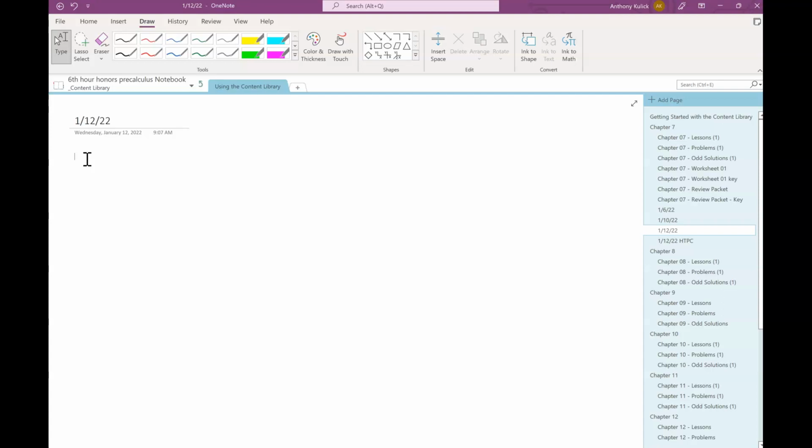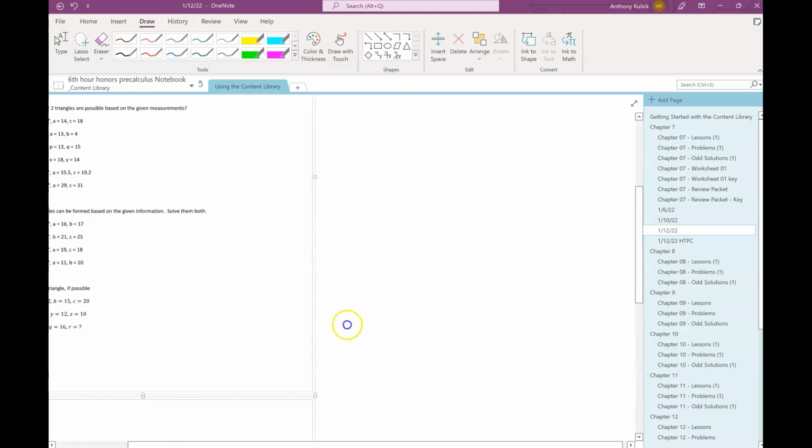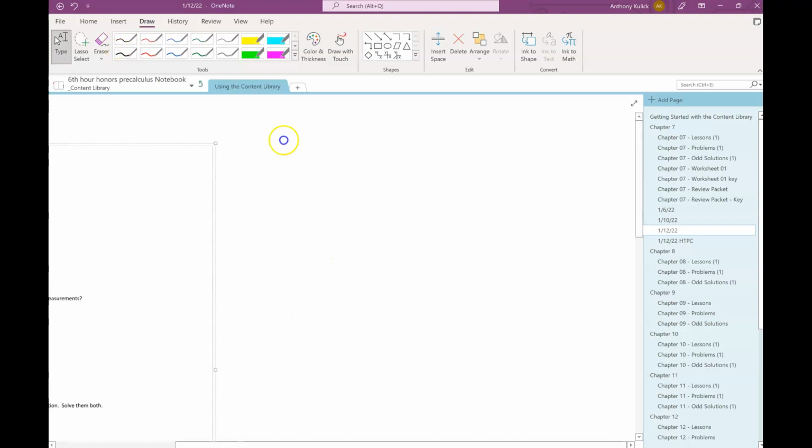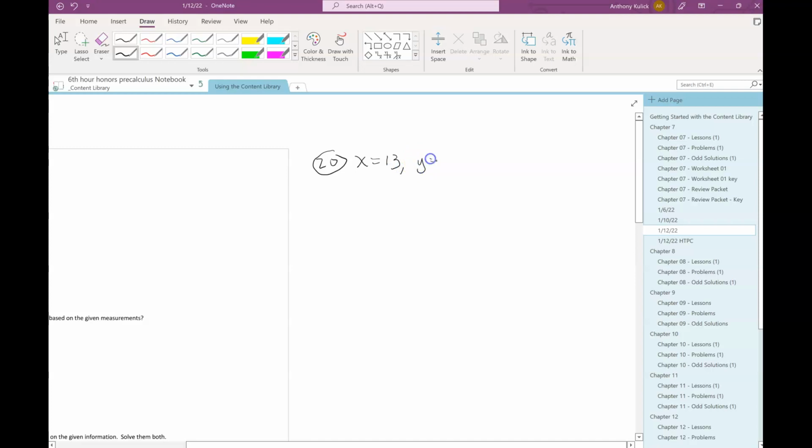All right, so 20. The directions here say solve for the triangle if possible, so certainly there's a possibility that there are 0 triangles possible. So we definitely need to make sure that we're being careful when we're doing these. Okay, so I'm going to start by drawing myself a picture. So X, Y, Z. And then we'll add in my labels.